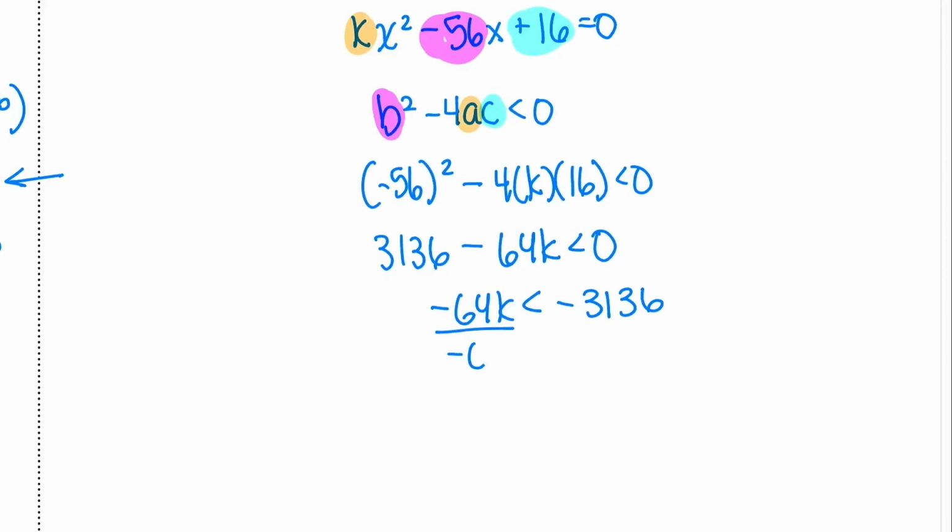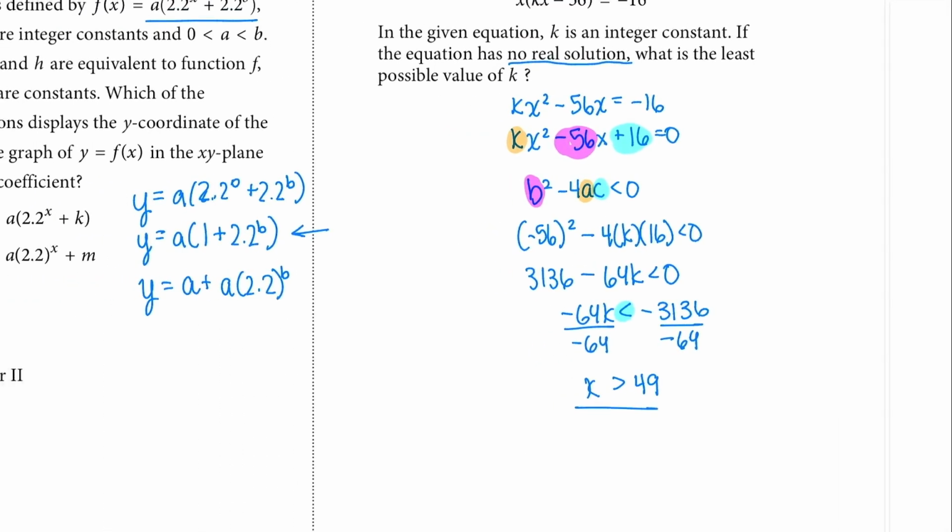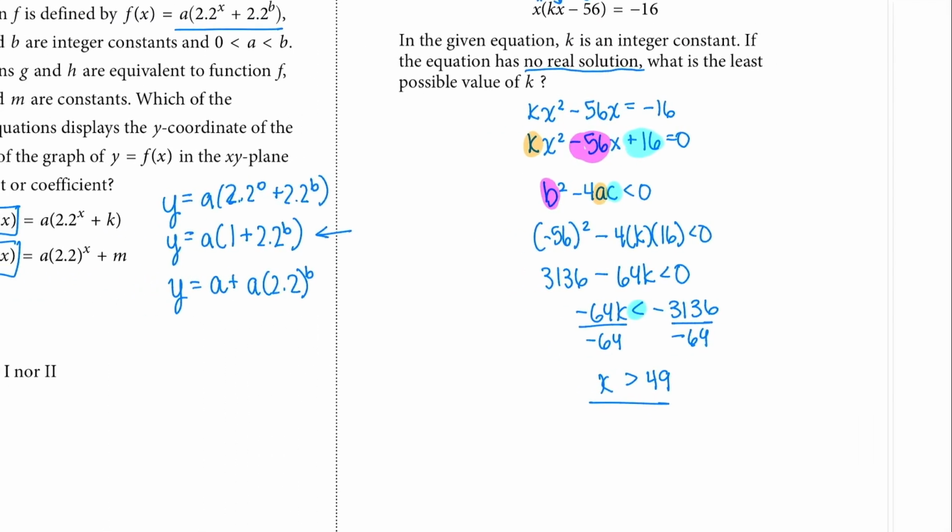When we divide both sides by a negative, remember that we do have to flip this sign. So this is now going to be k is greater than 49. Now, because k is strictly greater than, the least possible value of k is going to be 50.